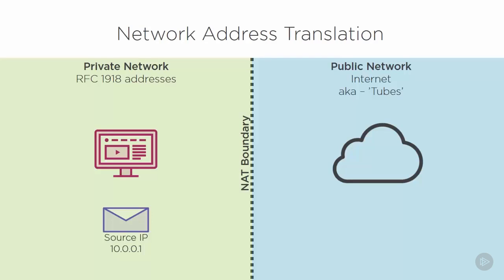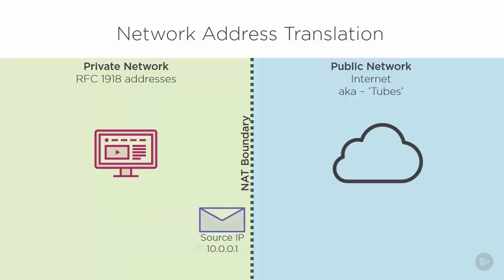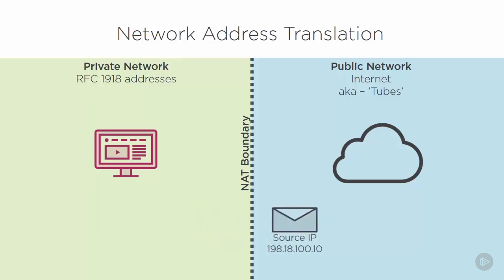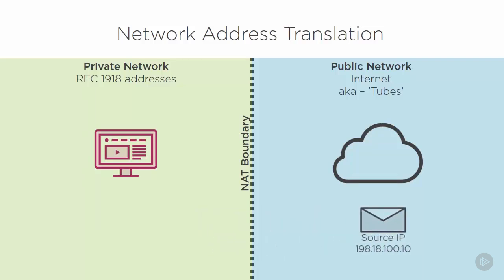So here's the essential how NAT works. On the inside, we have this private network. We have a message coming from our PC with a source IP address of 10.0.0.1. When we hit that NAT boundary, we need to change that IP address from a private address to a public address before we send it out on the public network. Here I'm talking about the tubes.